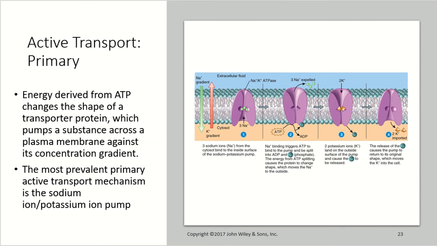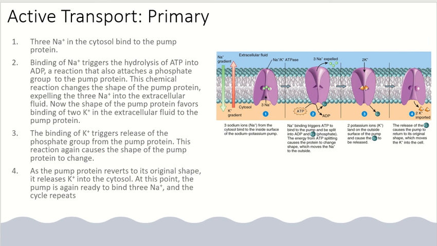Looking at primary active transport, energy is going to be derived from ATP. This is going to result in a change in shape of our transporter protein, which is then going to pump a substance across the plasma membrane against its concentration gradient. The most prevalent of our primary active transport mechanisms is going to be the sodium potassium pump, right? So let's look at that real quick. This is a great example of our primary active transport.